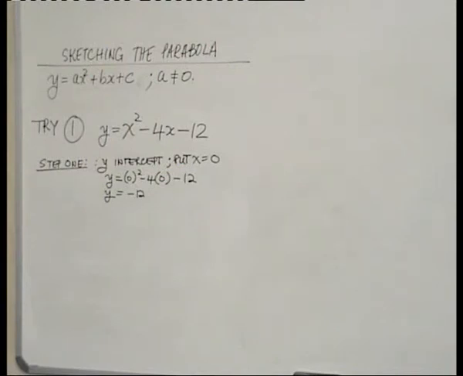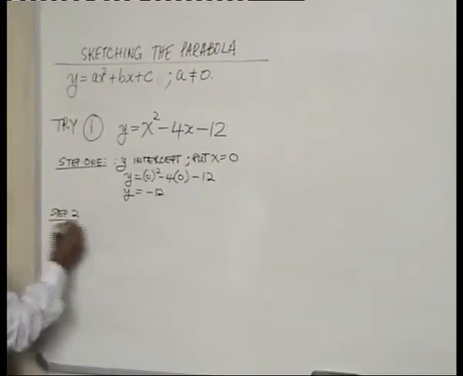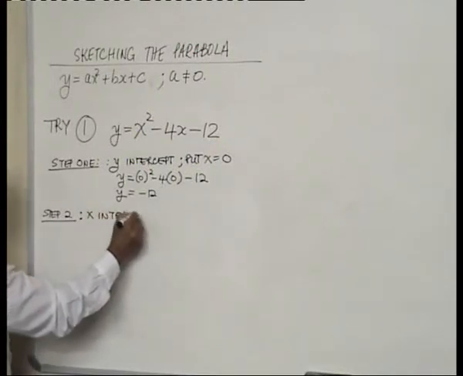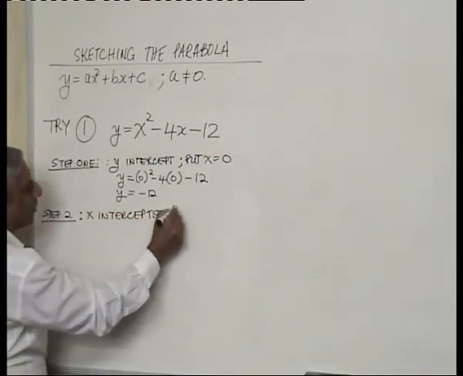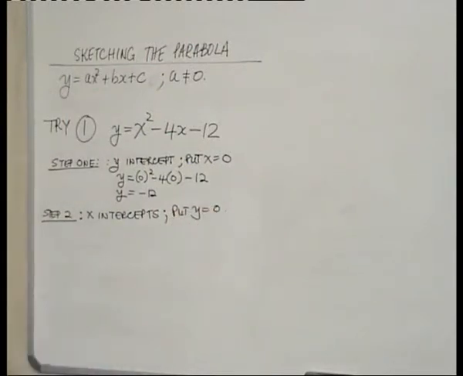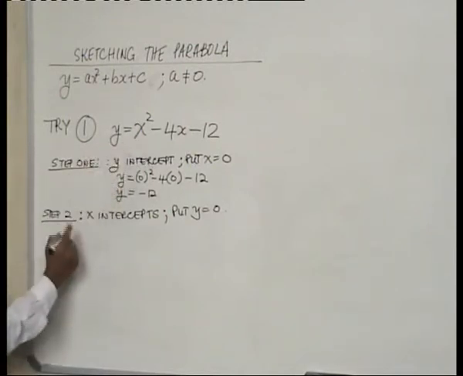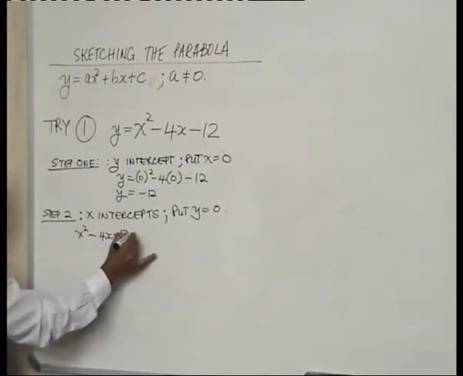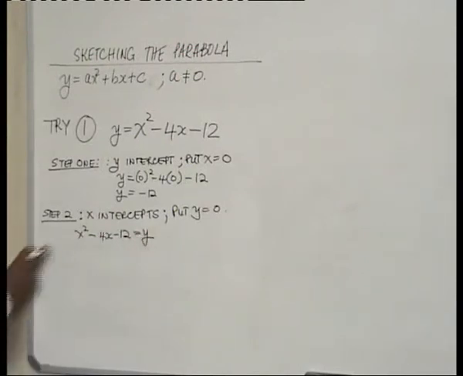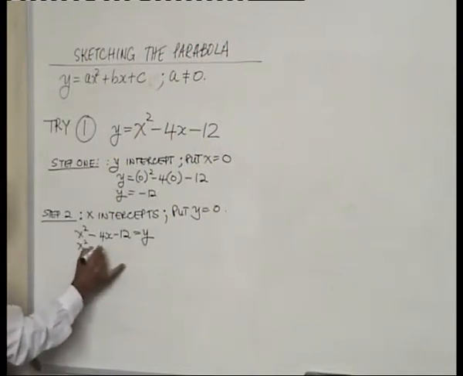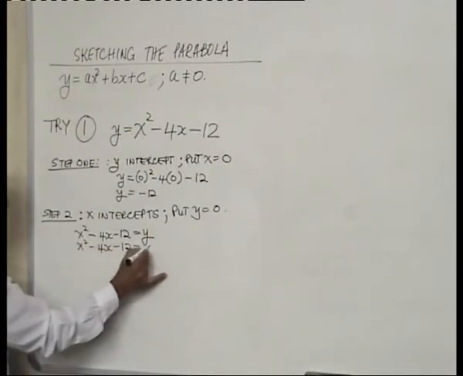Alright, let's move to step 2. Step 2, we want to find the x-intercepts. Now for the x-intercepts, we have to put y equal to 0. What we say is we better write it like this: x squared minus 4x minus 12 is equal to y. So we start like that, and then we put y equal to 0.